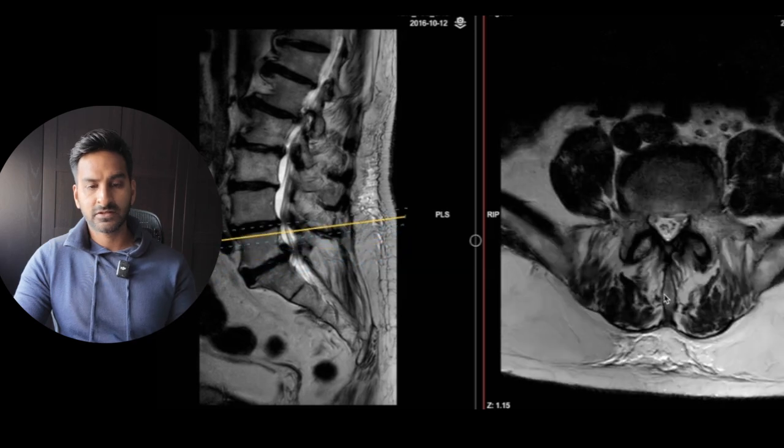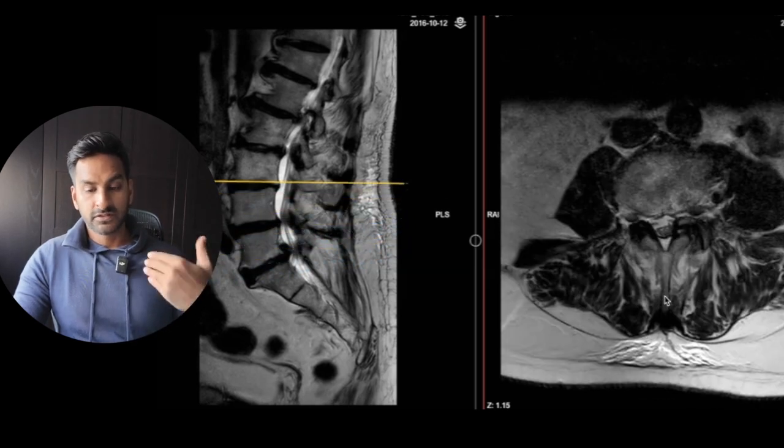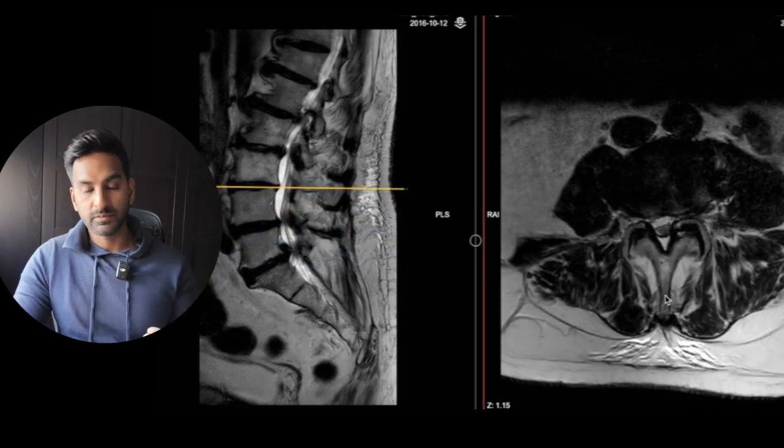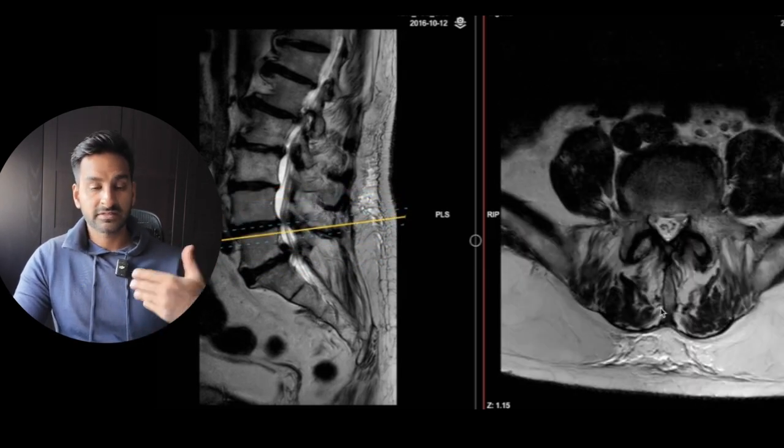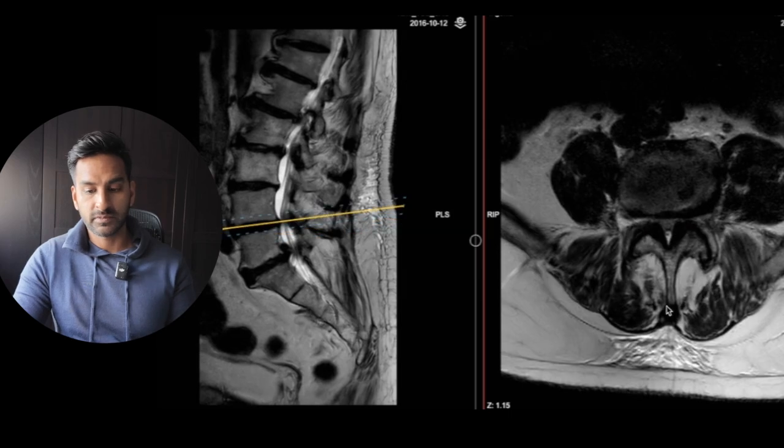As you can see, this is how you can go through every single level. You keep going down to the next level, what kind of bulge, what's being narrowed, what's being potentially impinged, next level, and this is how you go about describing it. Last thing I'm going to mention is the facet joints.